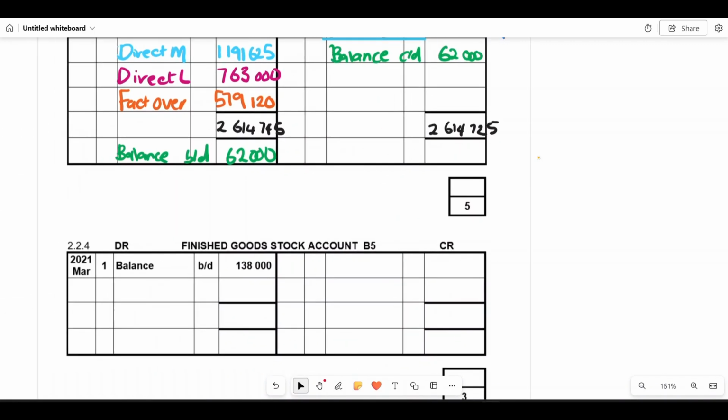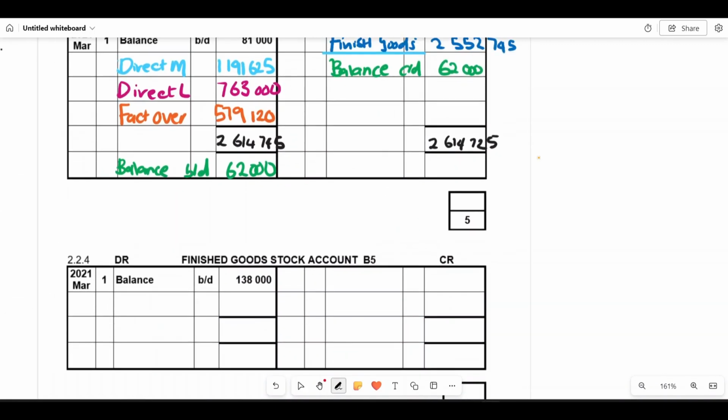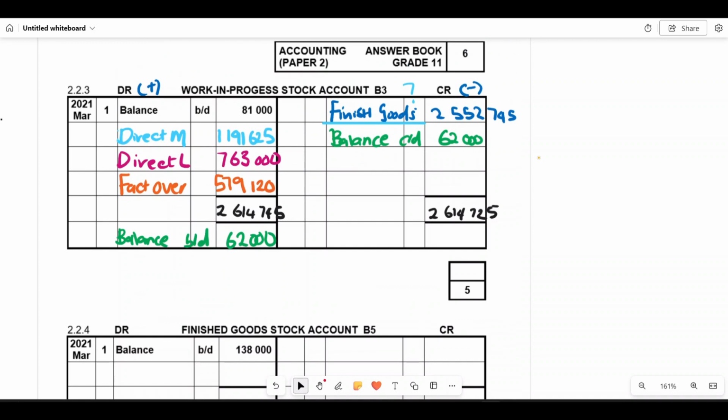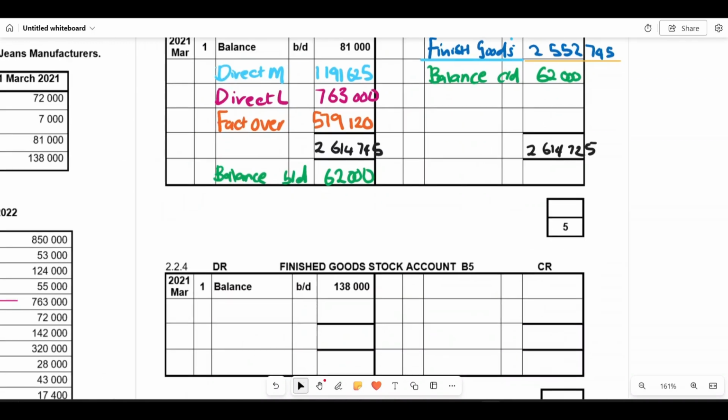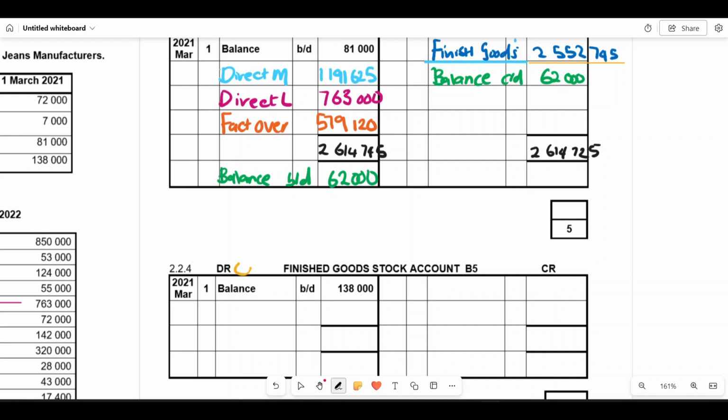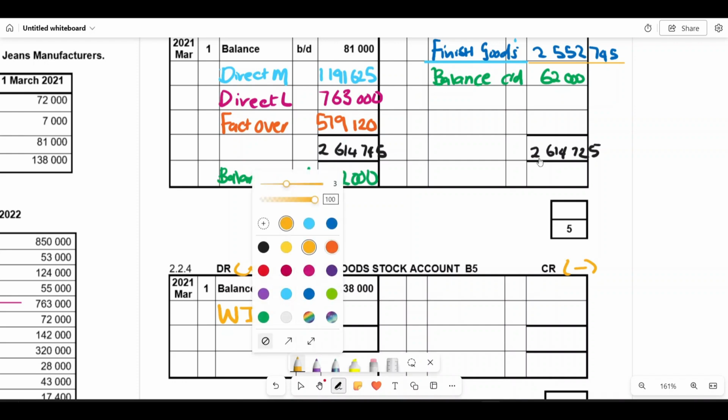Now, finished goods account. Here on our finished goods, remember we said this work in progress stock we're going to transfer to our finished goods. So I'm going to start by classifying it on the debit side. This account also increases on the debit side and decreases on the credit side. So here I'm going to write my work in progress stock, which is the 2,552,745.